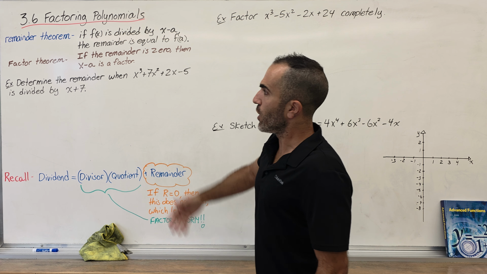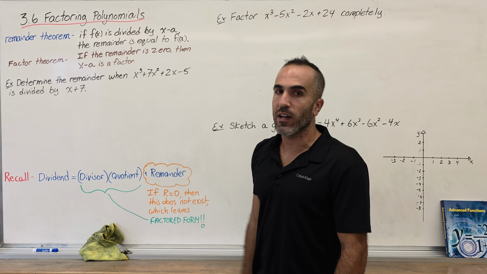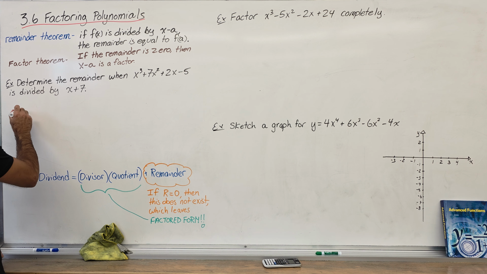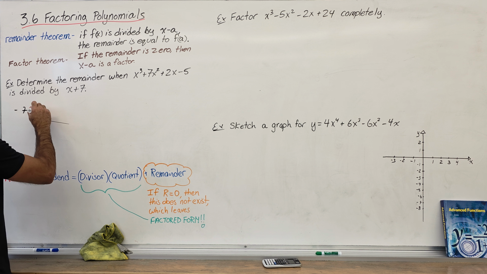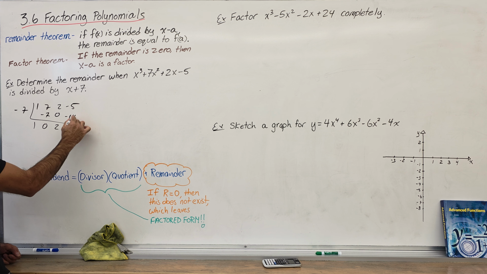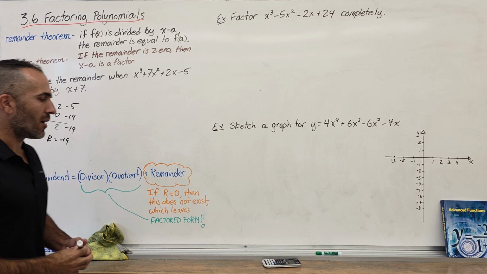So here's a very common question. Determine the remainder when x cubed and so on is divided by x plus 7. The first thing a lot of guys are going to do on their quiz or their homework is put negative 7 here and use synthetic division. Then you bring the 1 down, and with synthetic division you're going to say, oh, the remainder is negative 19. I hope I did that right quickly.